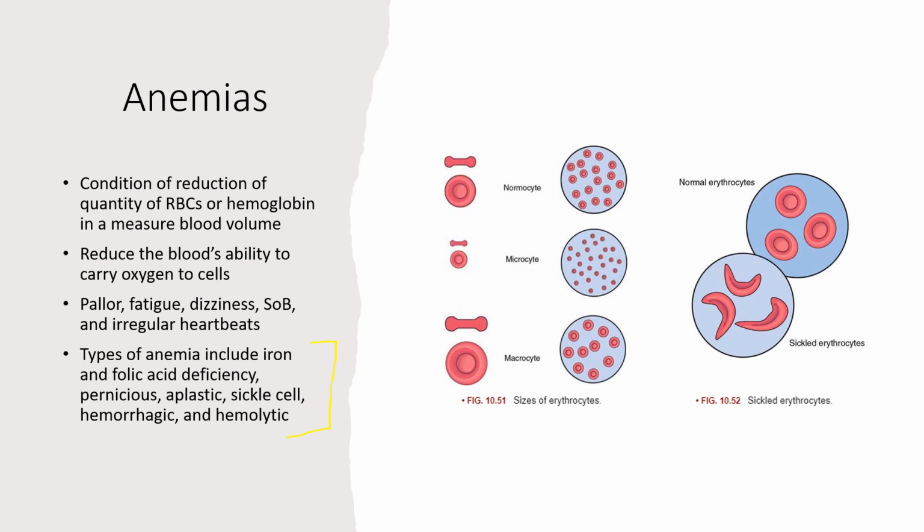So the anemias are classified based on the size of the red blood cells, or the size of the erythrocytes. It could be normocytic, so if we have that really nice biconcave disc shape, the anemia can be a normocytic anemia. It could be microcytic if the red blood cell is smaller than normal, and it could be classified as macrocytic if it's larger than normal.